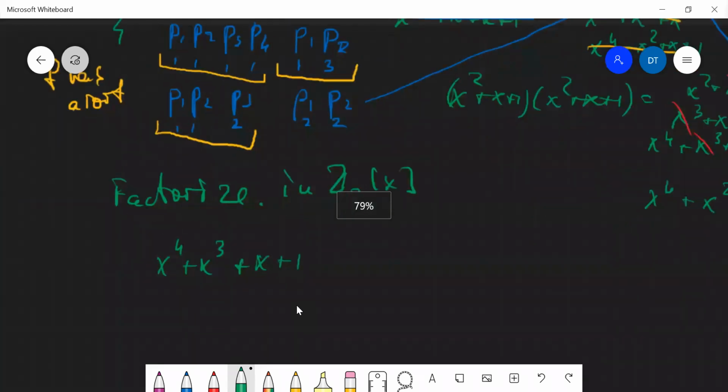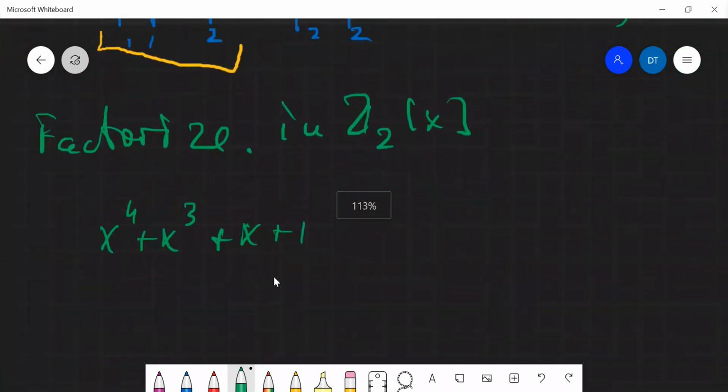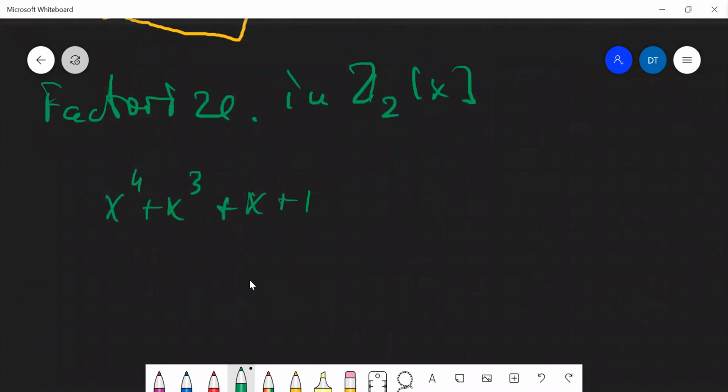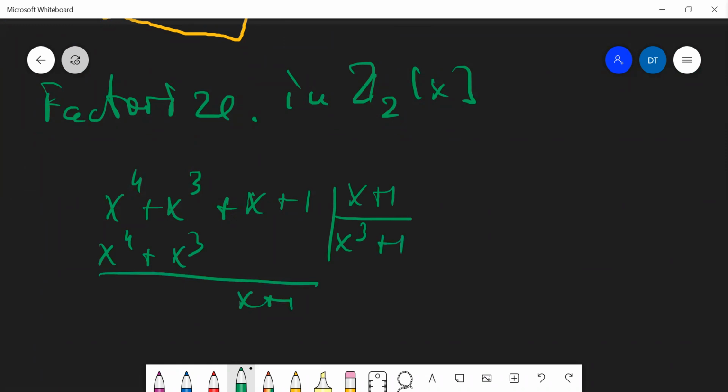So first of all, you should start from linear polynomials, but checking if it's divisible by a linear polynomial is equivalent to checking if it has a root. Here you can see that 1 is a root, so it must be divisible by x plus 1. So if you divide it by x plus 1, what will you get? x^4 plus x^3, x plus 1, plus 1, x plus 1, 0. So you can see that this polynomial is represented as x plus 1 times x cubed plus 1.